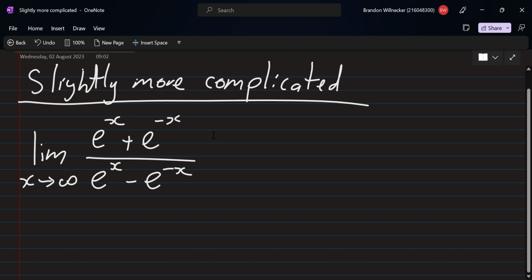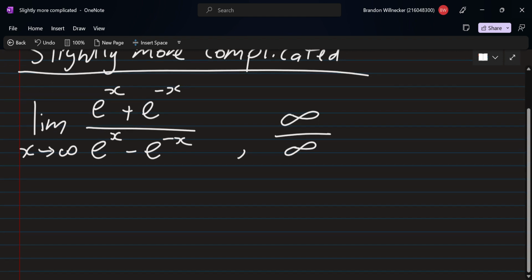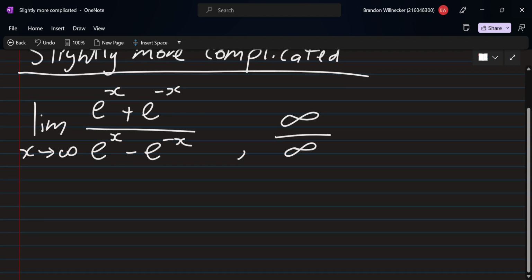So let's see. In the top part, e to the minus x goes to 0. E to the x goes to infinity. Same thing in the denominator. So we end up with infinity over infinity. Okay, so we can use L'Hopital's rule. Remember, we can only use L'Hopital's rule if it's infinity over infinity or 0 over 0. And in the previous lecture, I showed you how to go from some other form to that form. So we can use L'Hopital's rule. Let's do that and see what happens.